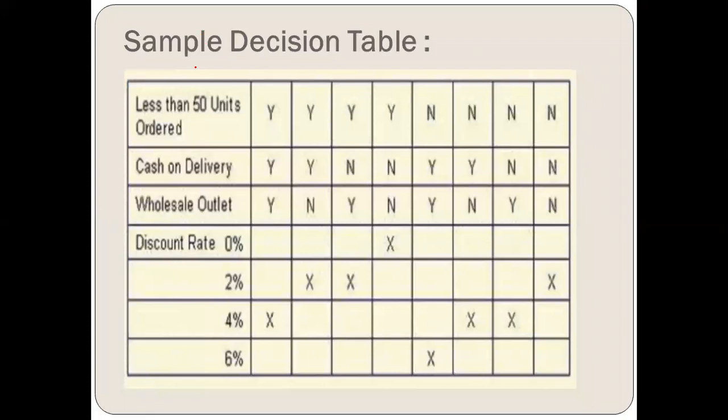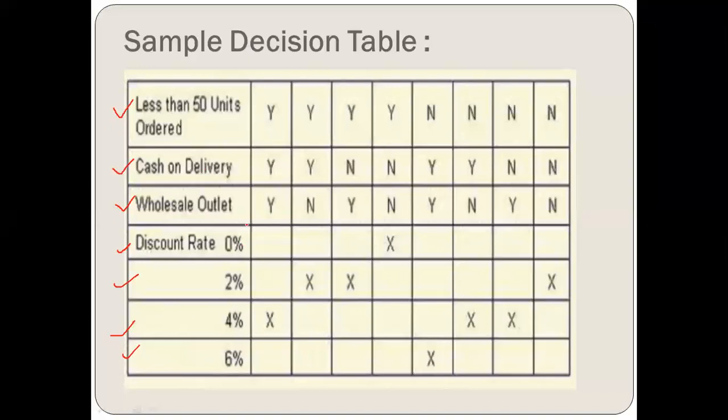In this particular example, we have taken that if a particular person places an order, then what discount rate he will get. So in this scenario, we have 3 conditions. The 3 conditions are: if the person orders less than 50 units, if he does the cash on delivery, and if he is placing an order on a wholesale outlet. Depending on these 3 conditions, the discount rate is defined. Discount rate can be 0%, 2%, 4%, and 6%.